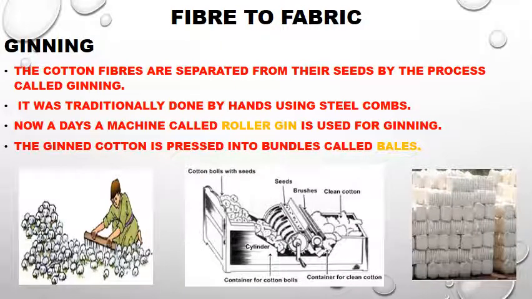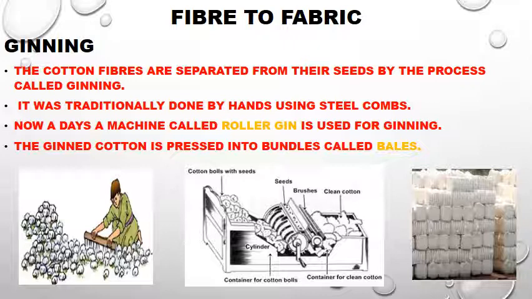Now let's see how fibers get converted into clothes we wear. So students, the cotton fibers are separated from their seeds by the process called ginning. It was traditionally done by hand using steel combs. But nowadays, a machine called roller gin is used for ginning. A roller gin has steel pins fixed on two rollers which act as combs.